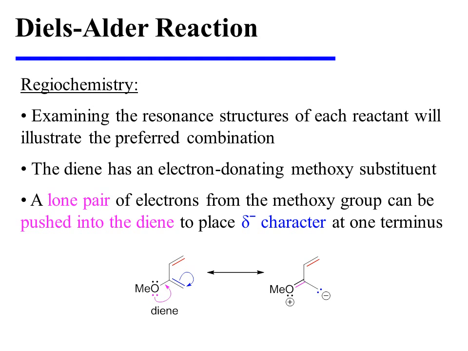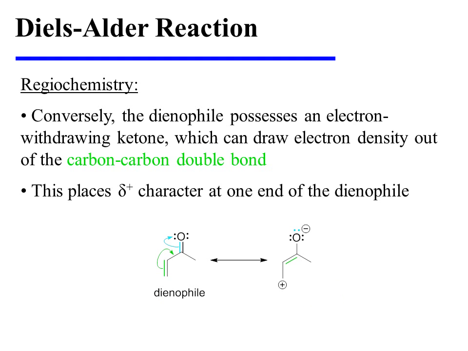Let's look at the diene first. The diene has an electron-donating methoxy substituent. A lone pair of electrons from the methoxy group can be pushed into the diene to place delta minus character at one terminus of the diene. Conversely, the dienophile possesses an electron-withdrawing ketone, which can draw electron density out of the carbon-carbon double bond. This places partial positive character at one end of the dienophile.